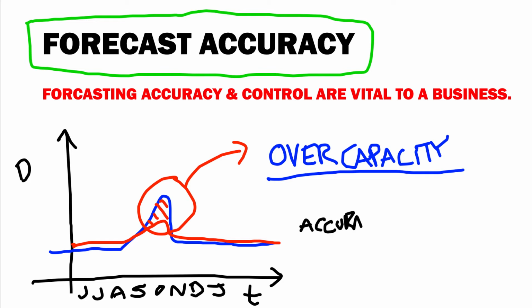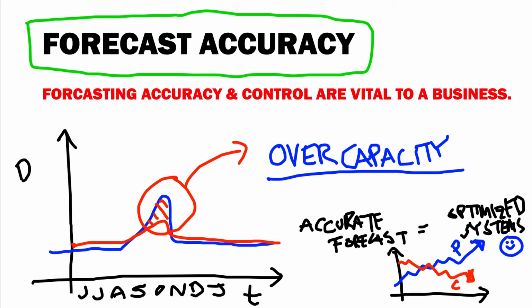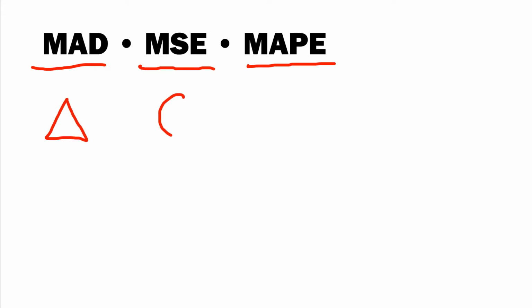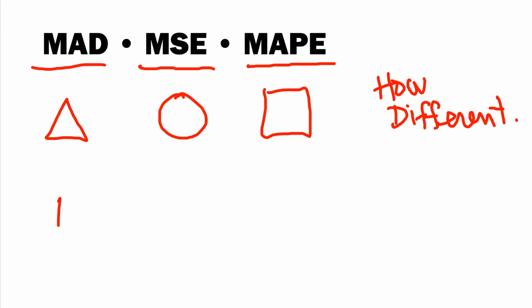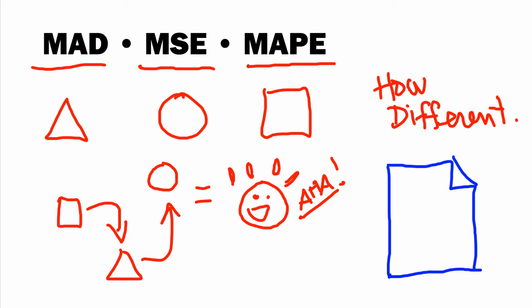In short, when you have accurate forecasts, you have optimized systems within your business. And when you have optimized systems, you increase profits while lowering costs. We'll now go through each of the following three methods in more detail. For the purpose of this class, make sure you know the difference and then know how to do them. Needless to say, if I were you, I would definitely be putting these formulas onto my cheat sheet when I come in to take my exams.